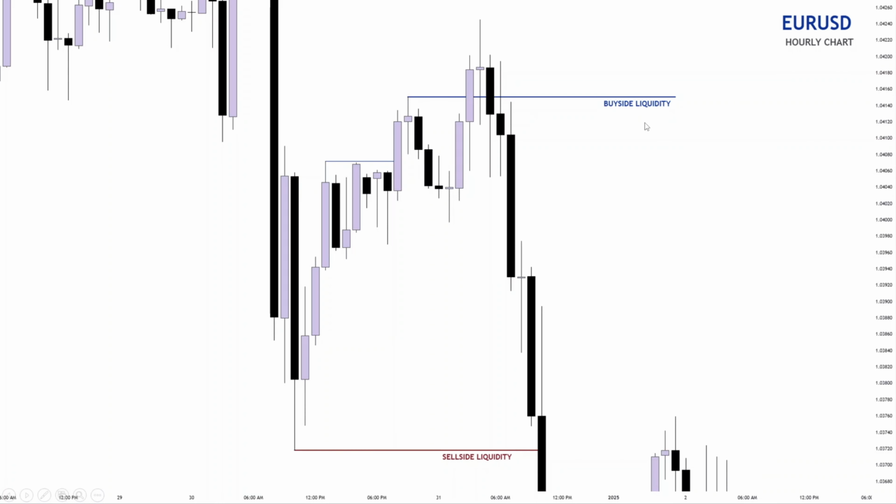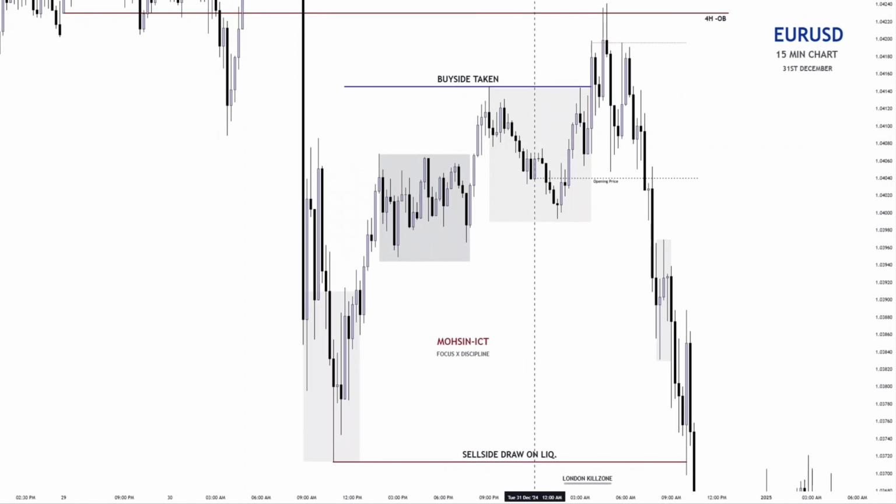Price has taken sufficient buy side liquidity, and now it is targeting the sell side liquidity below the lows right here, here, and here. Once we are sure that price has taken enough buy side liquidity and it has done some market structure shift on lower time frame, we go on lower time frame to see the trade opportunities and participate if the algorithm gives us opportunities. So let's go on the 15-minute chart.